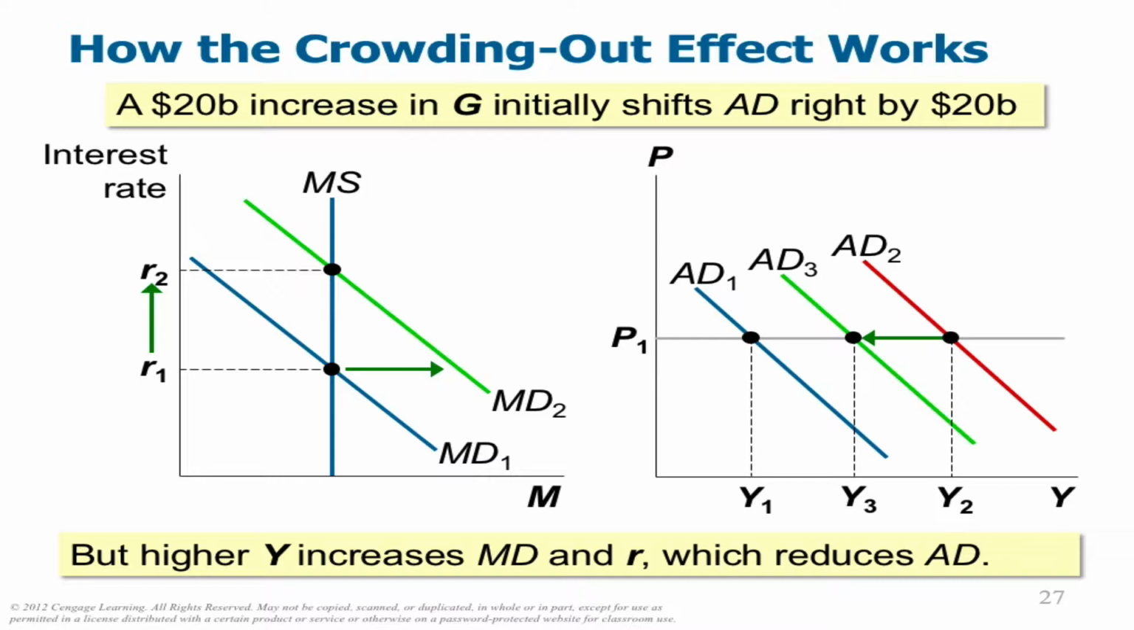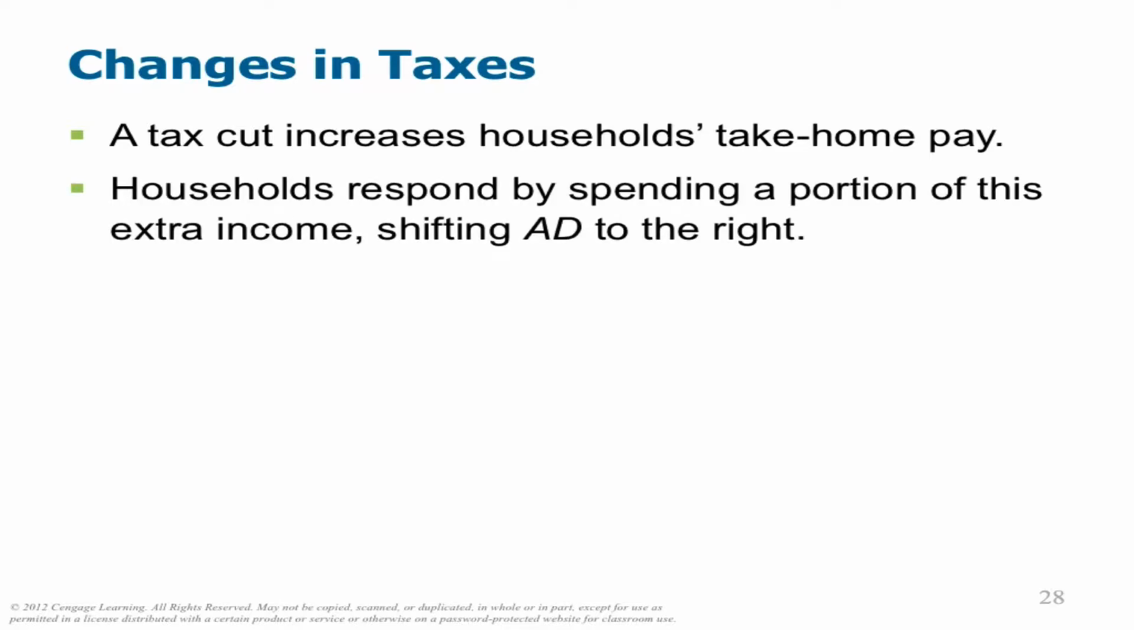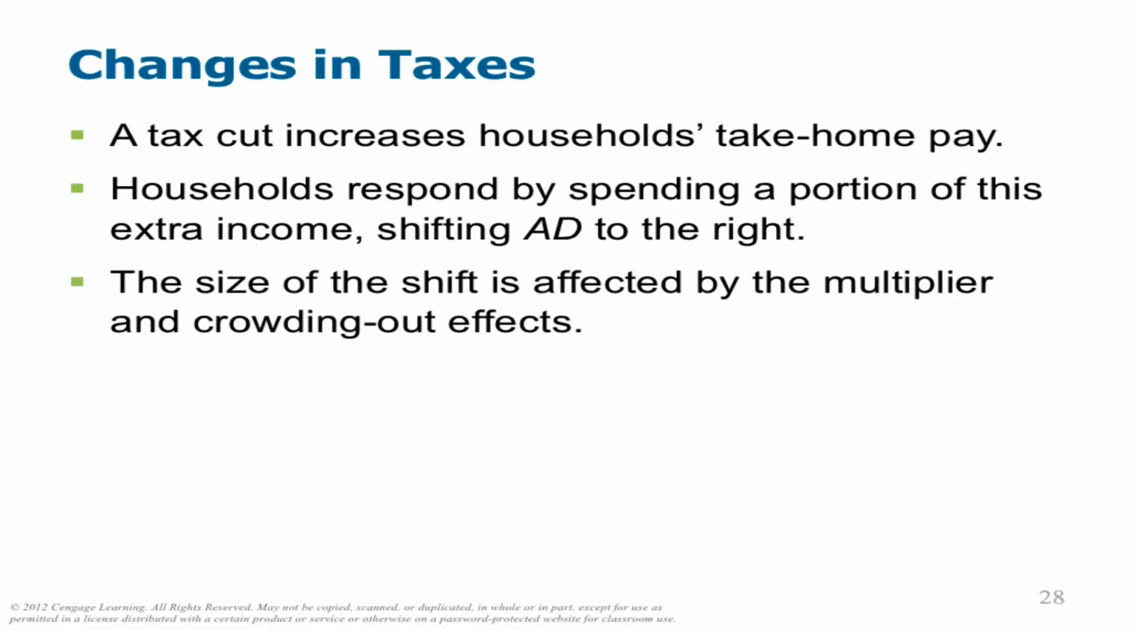Got it? Good. All right, so let's change taxes. Let's cut taxes and increase everybody's take-home pay. Yay, we just did this, in real life. So households are going to spend at least some portion of that extra income. What happens? Demand increases. How much does demand increase? Multiplier effect and crowding out are both going to play into that.